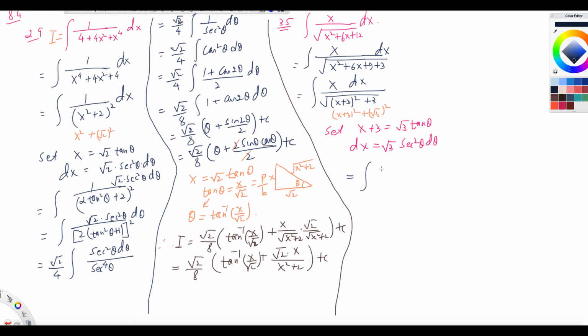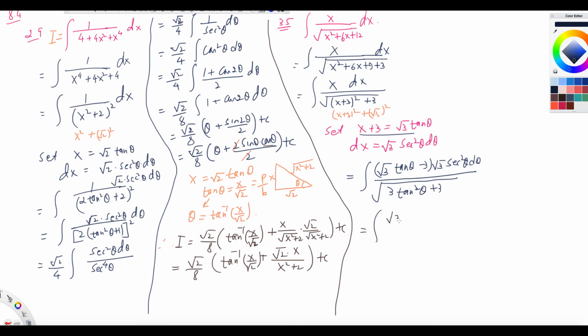So you can write this as root 3 tangent theta minus 3 from that line, okay? And then what is d theta? dx is root 3 secant square theta d theta. That's what you get in the numerator. In the denominator, what do you get? x plus 3 is basically what? x plus 3 square is what? 3 tangent square theta plus 3. See that? That will be how much?